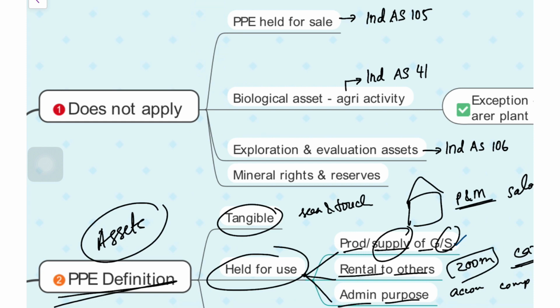Okay, so there are 4 cases where this standard does not apply. If there is any PP which is held for sale, I just told you that when will it come under IND AS 16? PP when it is held for use only. But what about PP which is held for sale? Then it will not come under the standard. It will be covered in IND AS 105.